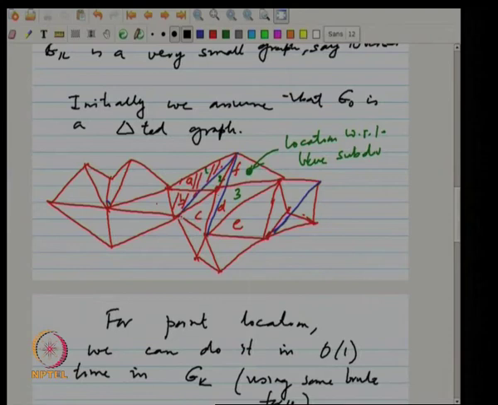Just to recap, in this red triangulation, what are we doing? We are creating some new triangles and there are some old triangles, and we are finding out the interaction between these two sets of triangles, but there are a constant number of triangles that we are dealing with. The number of red triangles is no more than 12, the number of blue triangles is no more than 12, and therefore we are done.